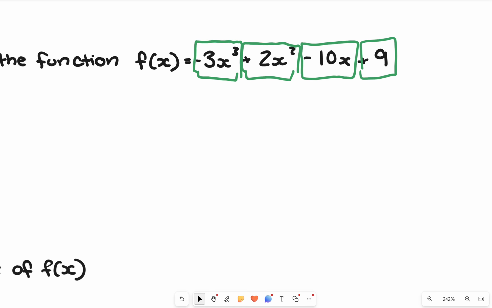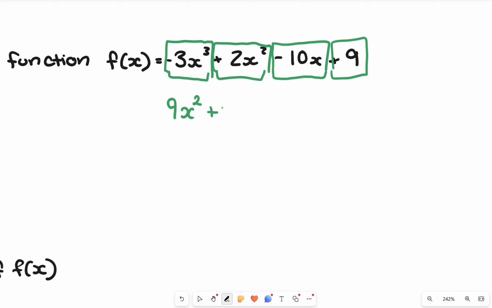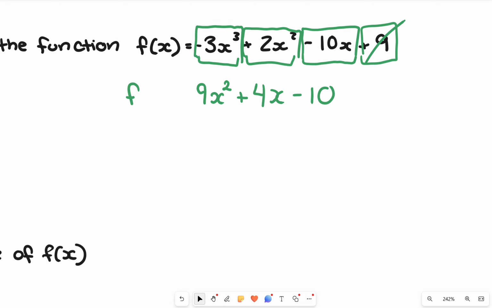So firstly, negative 3 times by 3 is 9x. 3 minus 1 is 2, plus 2 to the power of 2 is 2 times 2 is 4. x, 2 minus 1 is 1, so we can just put that as 1. Minus 10 times by 1 is minus 10, and then the constant, you just get rid of that. Now notate it as f dash of x, and that will be our first derivative.